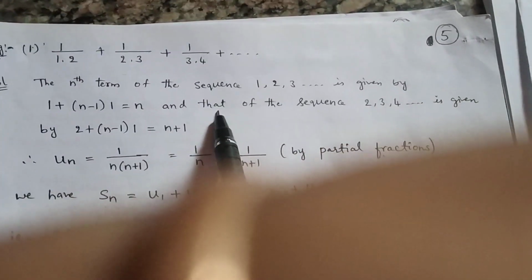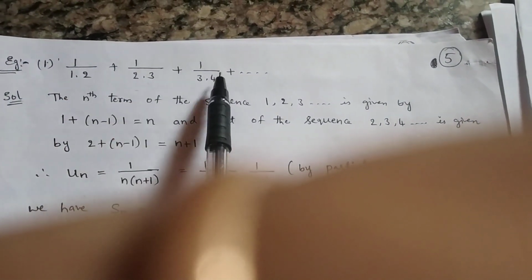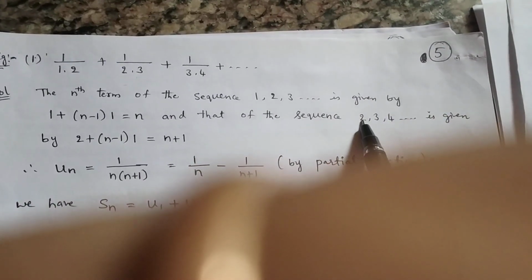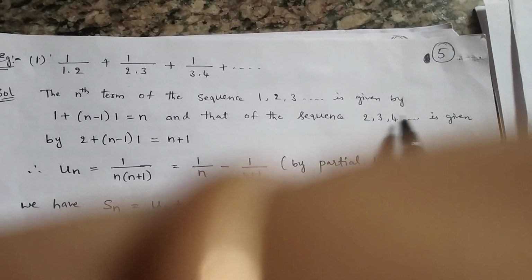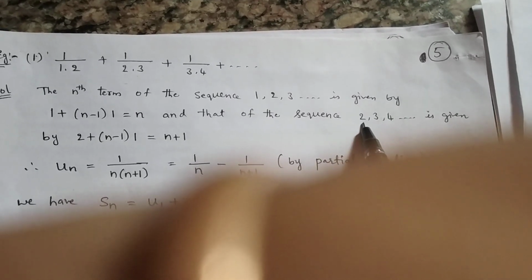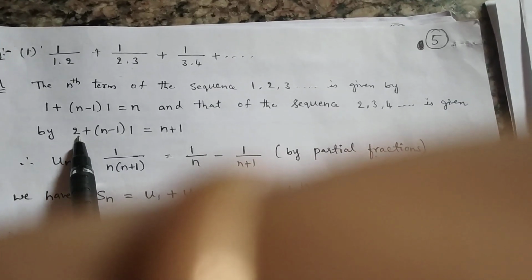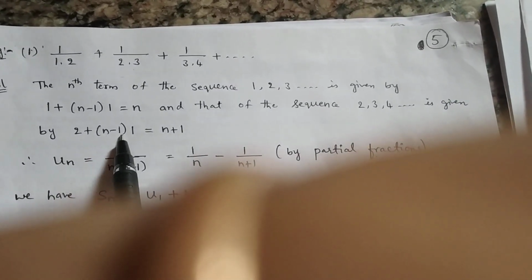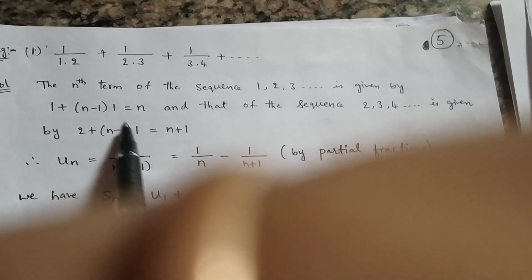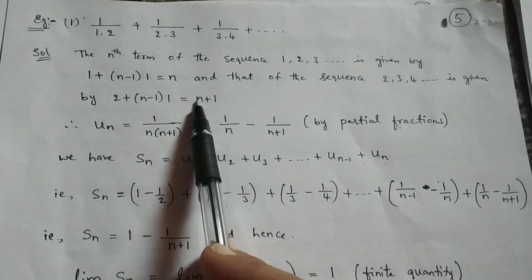And the second sequence you can observe 2, 3, 4 and so on. This is also an arithmetic series. The first term is 2 here. The common difference is 1 again. Therefore, substitute in the formula a plus n minus 1 into d and simplify, we get n plus 1.